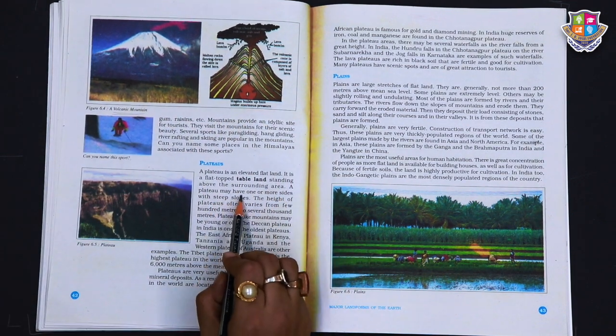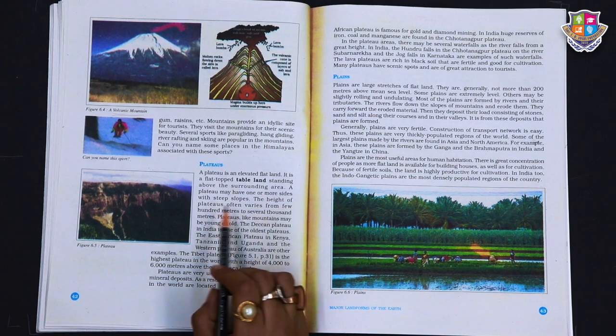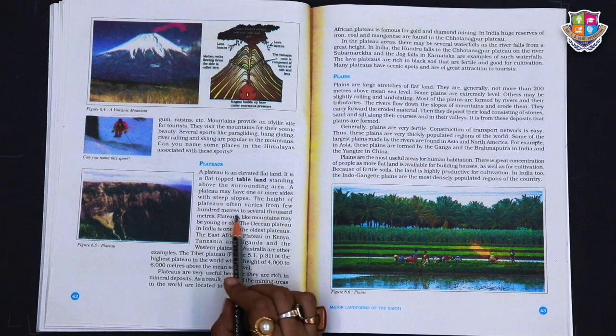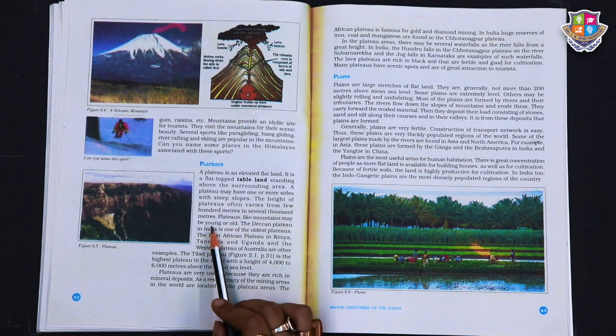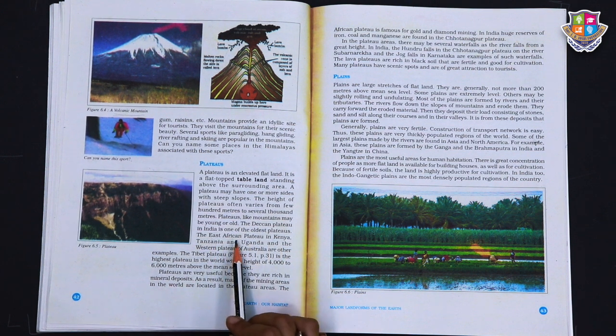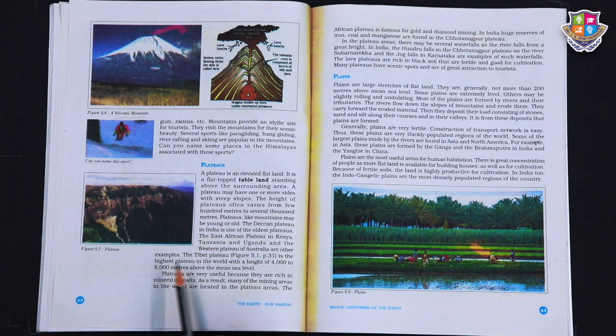A plateau may have one or more sides with steep slopes. The height of the plateau often varies from a few hundred meters to several thousand meters. Plateaus, like mountains, may be young or old. The Deccan Plateau in India is one of the oldest plateaus. The East African Plateau in Kenya, Tanzania, and Uganda, and the Western Plateau of Australia are other examples.